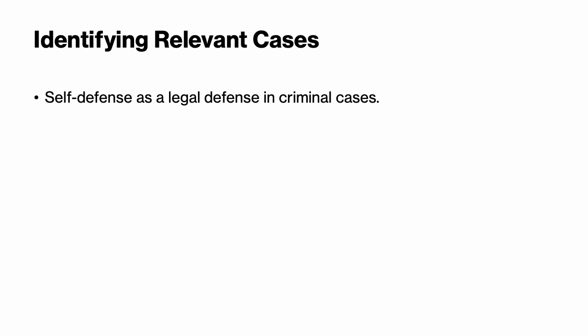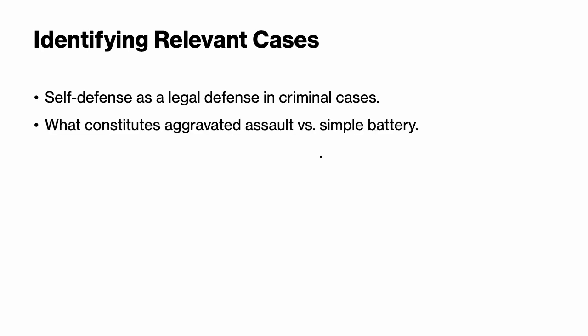Again, we're going to circle back to this, but I just wanted to give you the background of what we're going to be working on. So let's talk about identifying relevant cases. When researching, you're going to need to find at least 2 relevant cases that address self-defense as a legal defense in criminal cases, what constitutes aggravated assault versus simple battery, and the admissibility of prior bad acts in trial, okay?